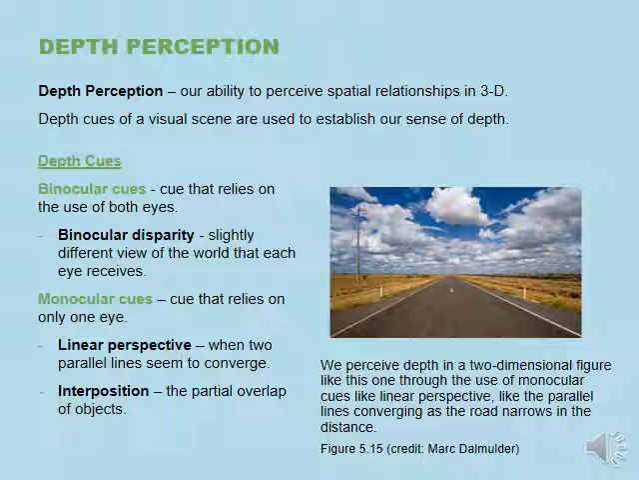Then you also have the monocular cues, cues that rely on only one eye. Within that, you have linear perspective, when two parallel lines seem to converge, as well as interposition, the partial overlap of objects. Here, we perceive depth in a two-dimensional figure like this one through the use of monocular cues like linear perspective, where we utilize the parallel lines converging as the road narrows in the distance.